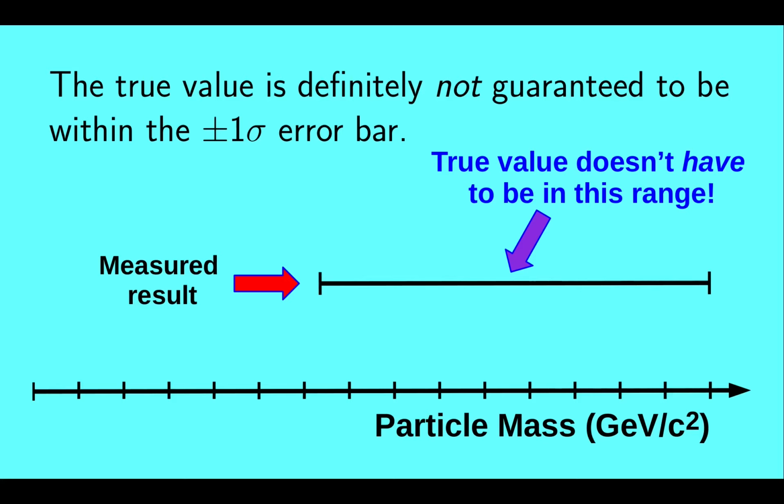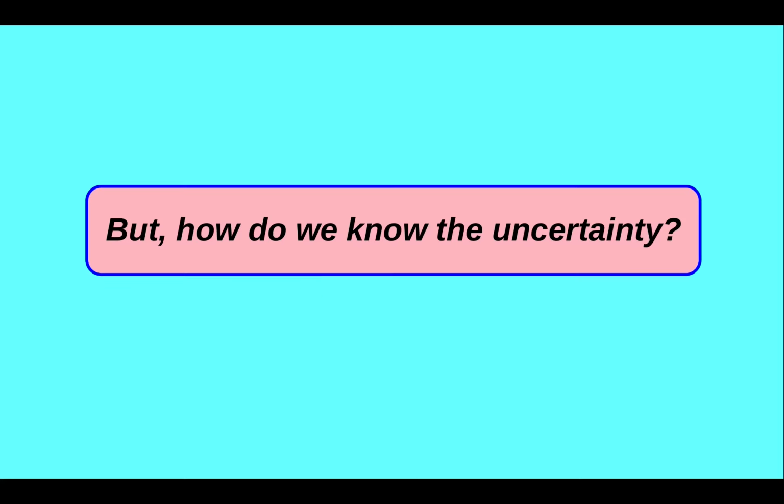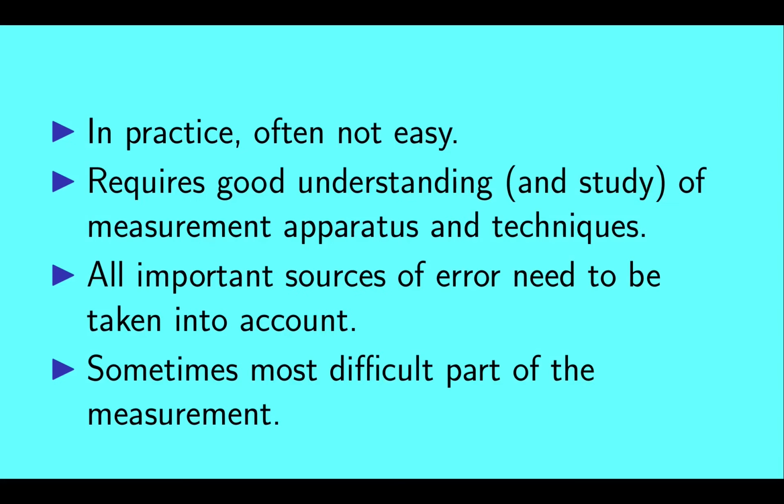Okay, now let's ask, but how do we get the uncertainty? In practice, this is often not easy. It requires a really good understanding of one's measurement apparatus and techniques. All the important sources of error need to be taken into account and evaluated. Sometimes estimating the uncertainty is the most difficult part of the measurement.